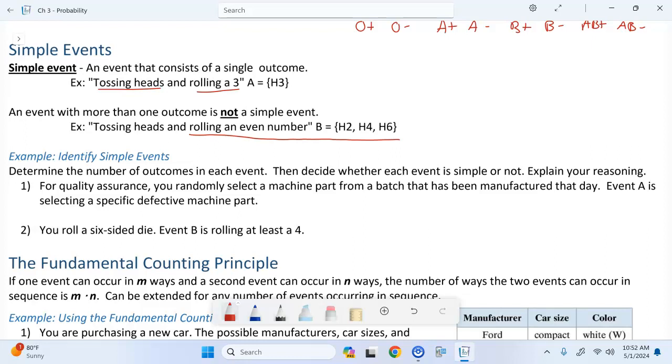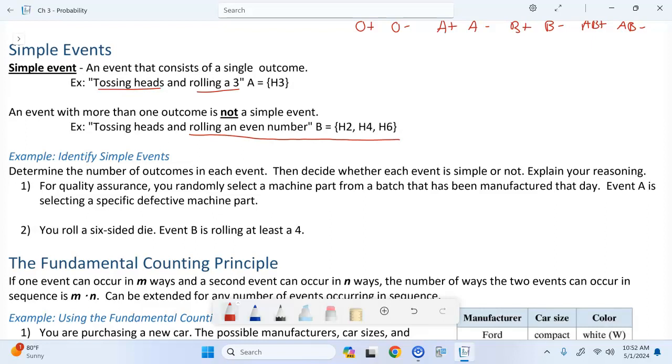You roll a 6-sided die. Event B is rolling at least a 4. Simple or not simple? Why? What outcomes could we get that is at least a 4? 4, 5, and 6.